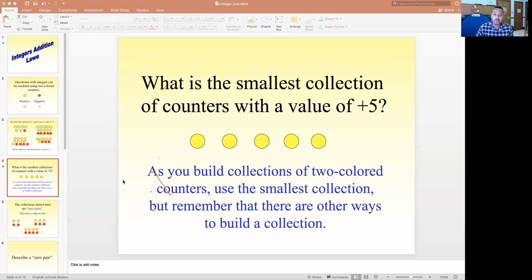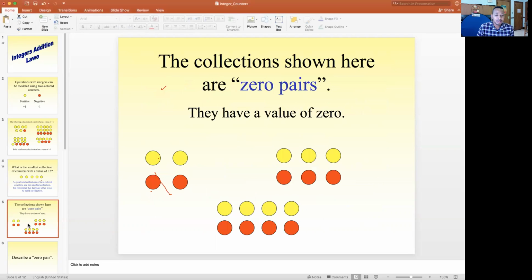If you wanted to use a combination of red and yellow, you could do, let's say, 7 yellow counters and 2 red counters, or we could do 6 yellow counters and 1 red counter. Those are all combinations that would give us positive 5. Now, let's look at this next one.